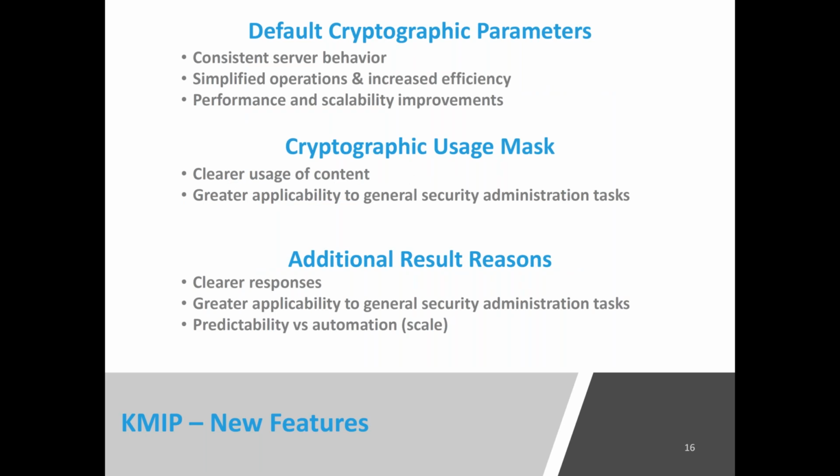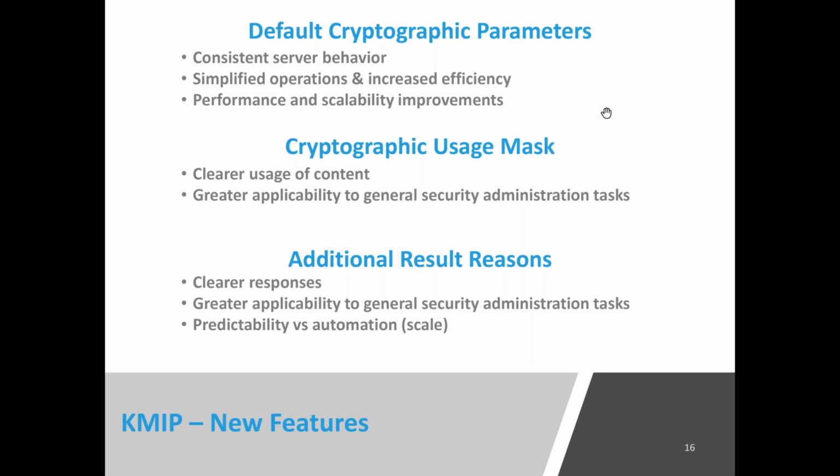Okay, default cryptographic parameters. Again, we had cryptographic parameters stored within KMIP. We've got a very rich set, but we didn't set any defaults. We left that up to the server implementers, which again started leading to inconsistent behavior as folks implement their own systems. So what we've done is within KMIP 2.0 specified the default parameters that are to be used there. That's cleaning up another corner of interoperability issues, as well as providing improvements for performance and scalability, given we have a far more predictable system.